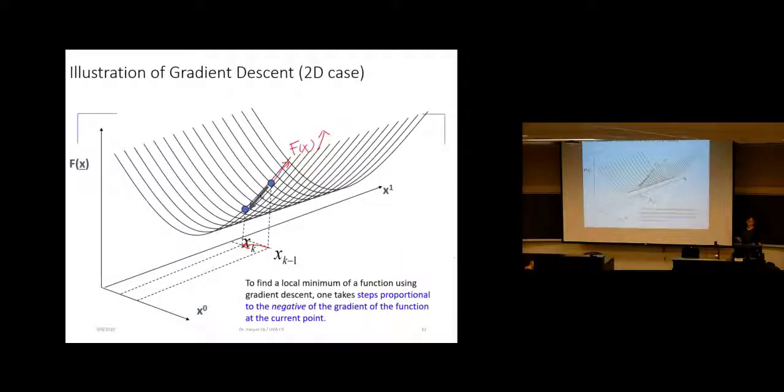Okay, so now let's go to gradient descent in the two-dimensional case. As I emphasized, the gradient is a move direction.